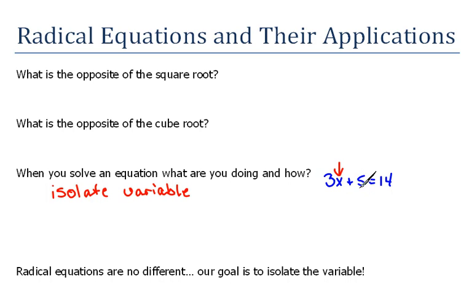So let's get rid of the 5 first. And we would do that by doing the opposite operation. The opposite of adding 5 would be to subtract 5. And remember, we can do that as long as we do it to both sides. So now we end up with 3x equals 9. And keeping in mind, we are still trying to solve for x. So we have to do the opposite. This says 3 times x. So the opposite of multiplying by 3 would be to divide by 3. And then by doing that, now we have x equals 3.